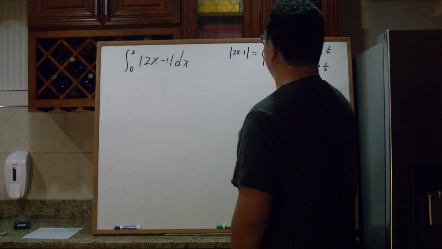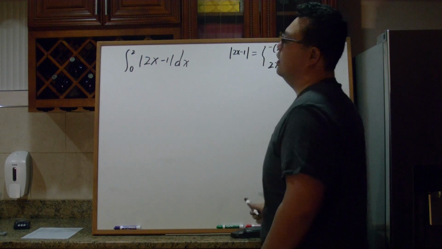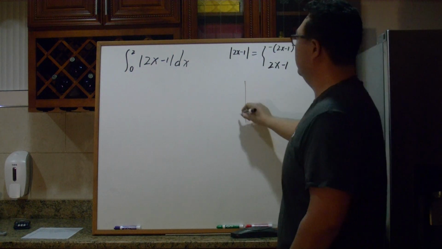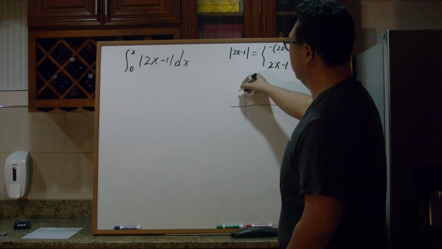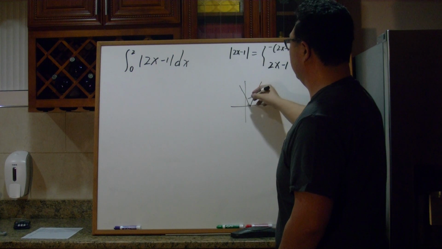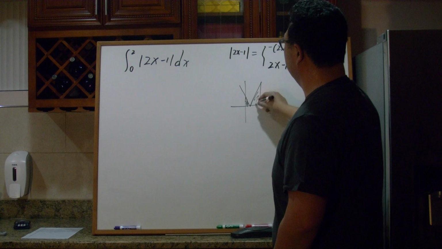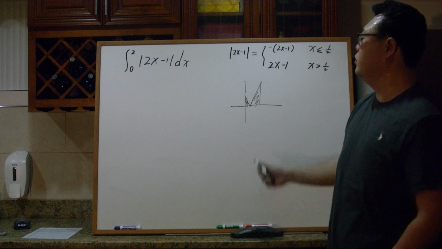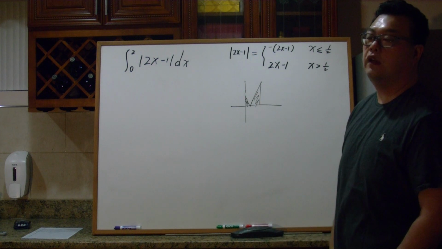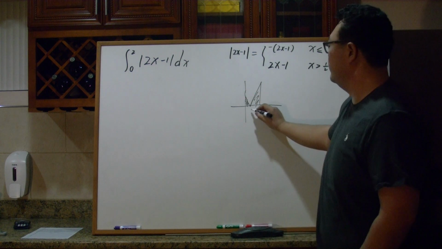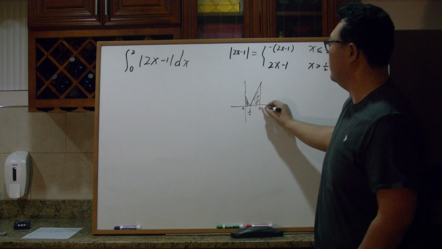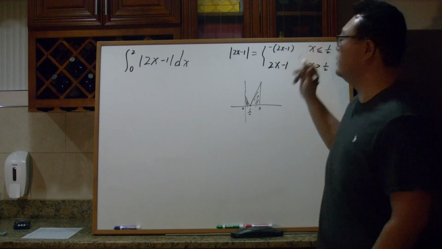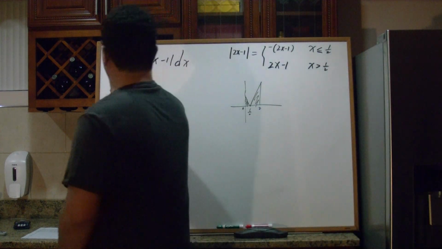So actually, the absolute function is a piecewise function when our interval covers the breaking point. If we take the integral from 0 to 2 of the absolute function, we will have two different equations applied: from 0 to 1/2 and from 1/2 to 2. That's two different pieces of function we need to take care of.